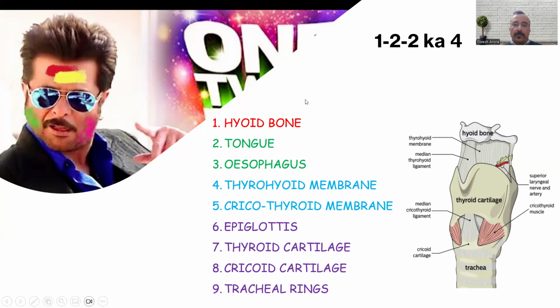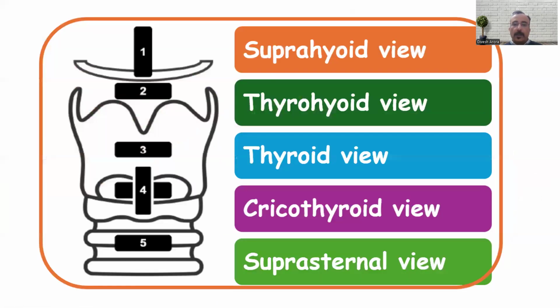Another 2 means soft tissue structures, tongue and esophagus. 2 membranes, the thyroid membrane and the cricothyroid membrane, and the four important cartilages of the upper airway, starting from the above, that is the epiglottis, then the thyroid cartilage, then cricoid cartilage, and subsequently the tracheal rings. So, in order to visualize these nine structures, we have five important views.